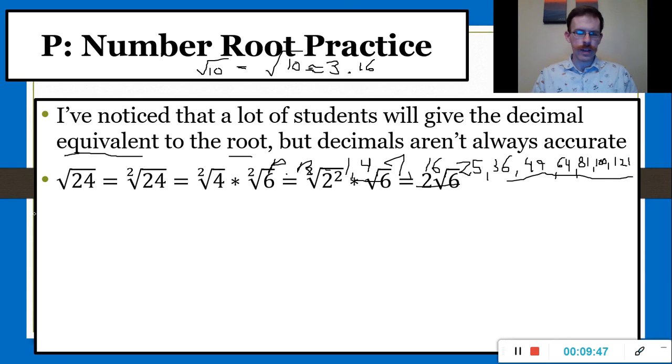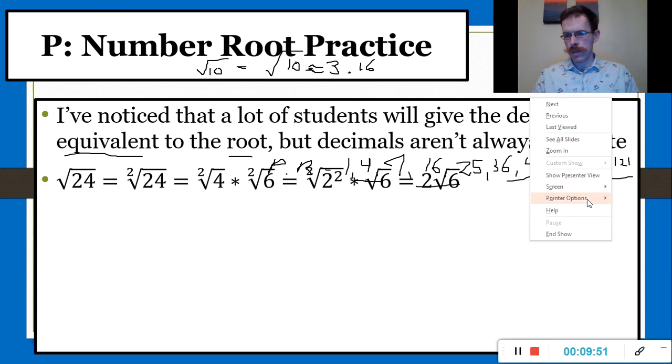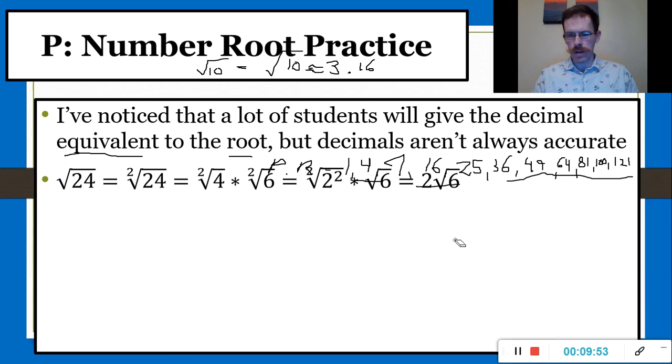And I should have written this somewhere else because this kind of gets in the way. Let me get an eraser. But this is just seeing this in action.